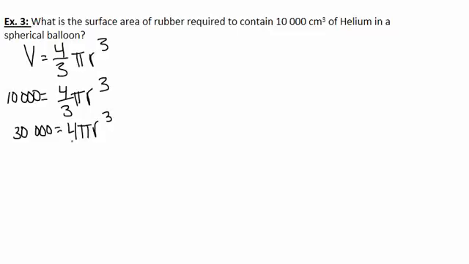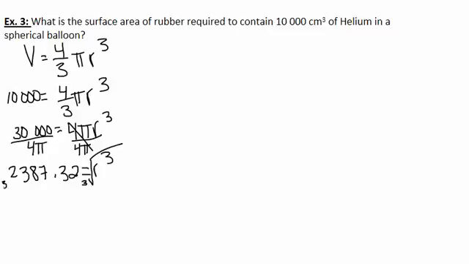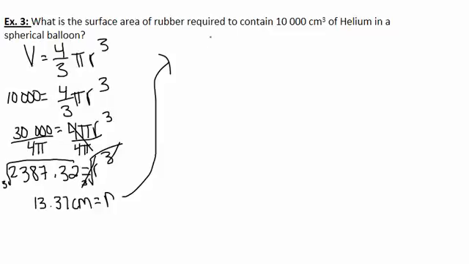And if we divide both sides by 4 pi, these will cancel out, and we're left with 2,387.32 is equal to our radius cubed. And now we need to take the cube root of both sides, and these cancel out, and we're left with 13.37 centimeters equals our radius. So now we can plug this value of our radius into our surface area formula.